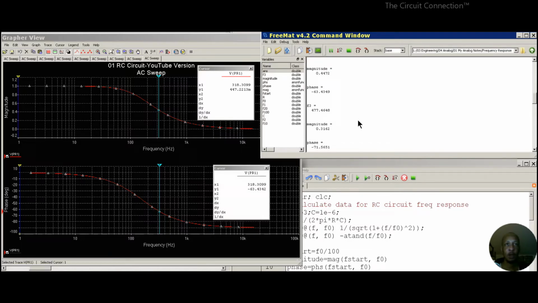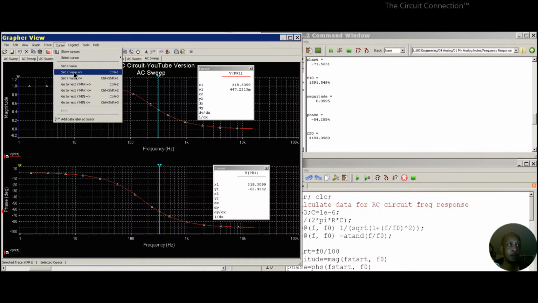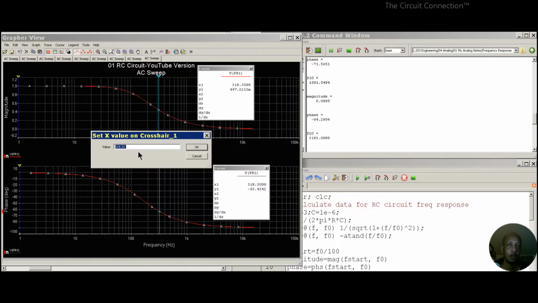Next, moving on, we were at F3, because F3 is 477. Okay, so let's move on to F10. When I'm doing these numbers like F3, 2, 1, I'm talking about multiples of the base frequency. So we're doing 10 times the base frequency F0, and that frequency for this particular circuit is 1591. So let's go into this: 1591.5494.